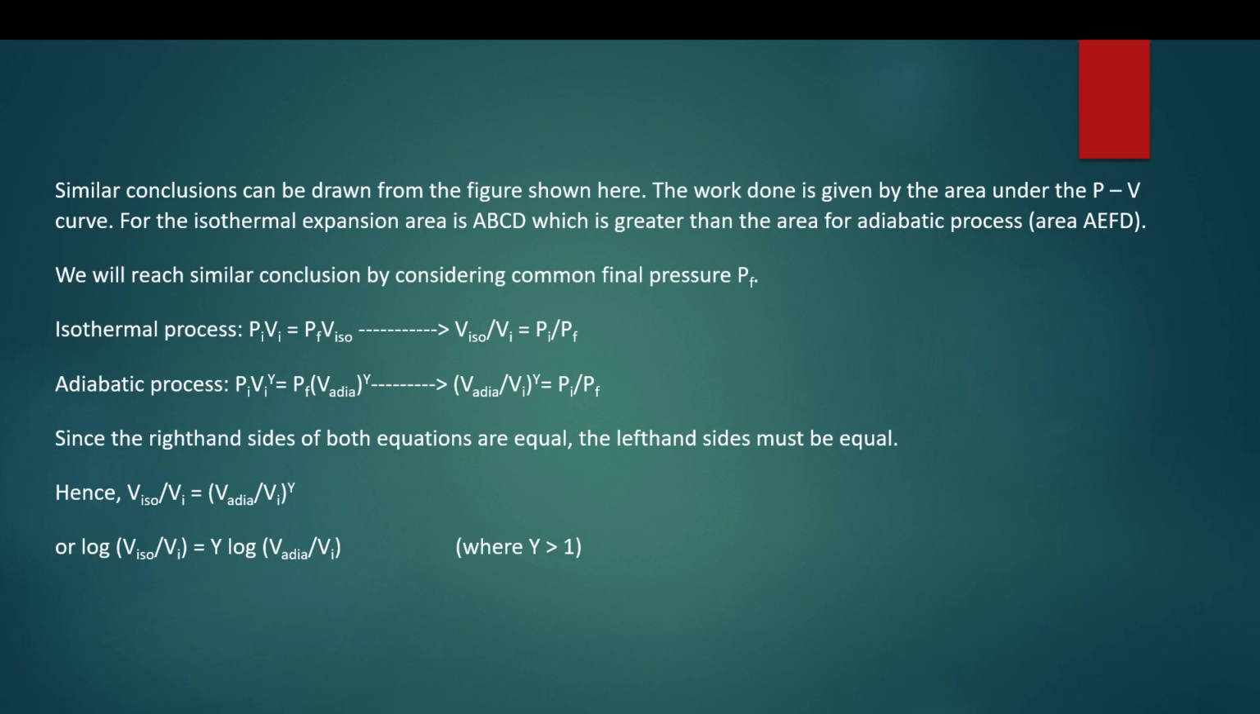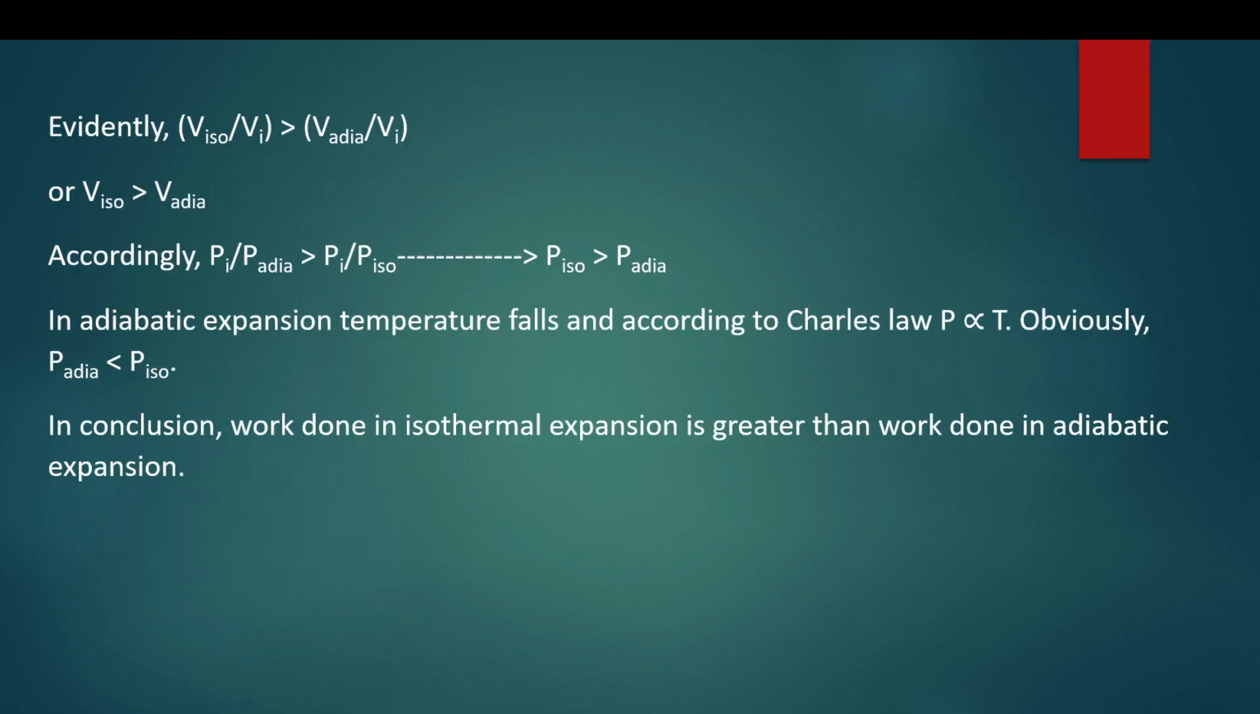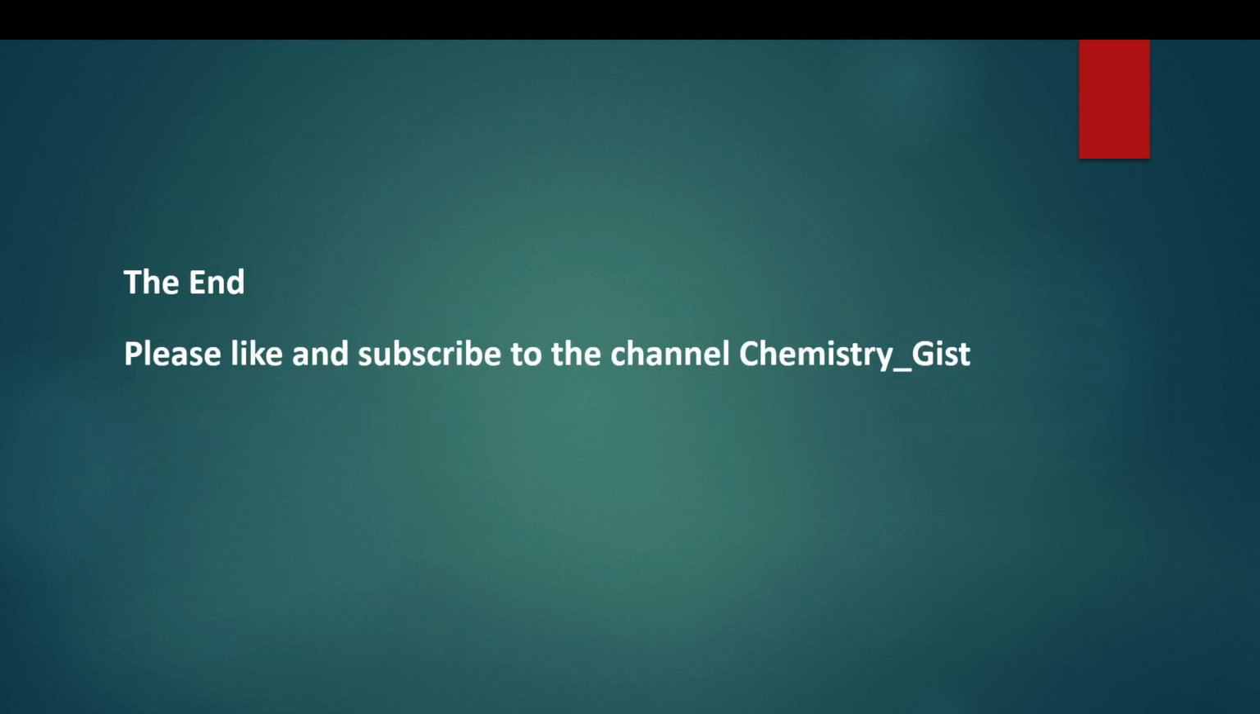In conclusion, we can say that the reversible process gives more output than the irreversible process, and work done in isothermal expansion is greater than work done in adiabatic expansion. These are the conclusions. That was the end of the slide.